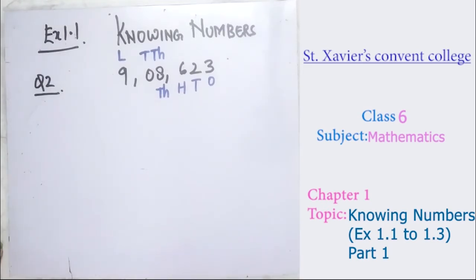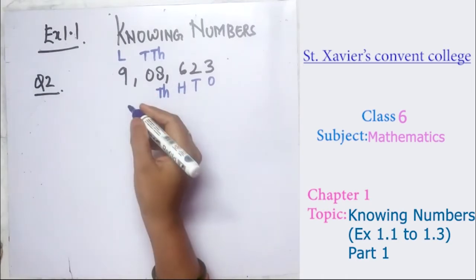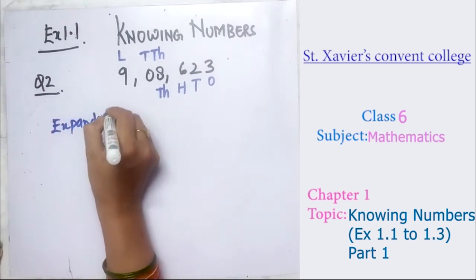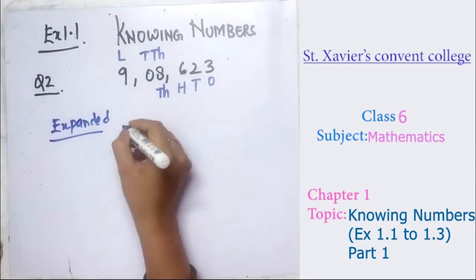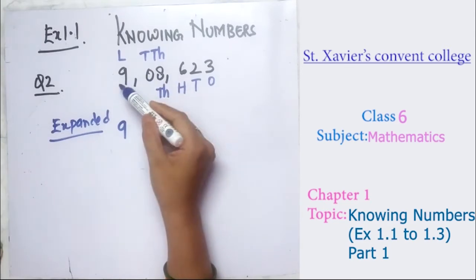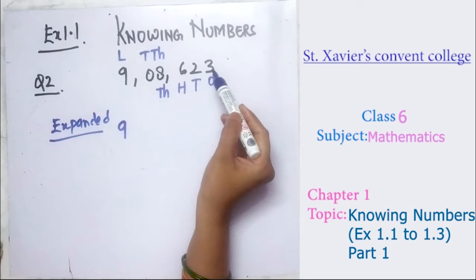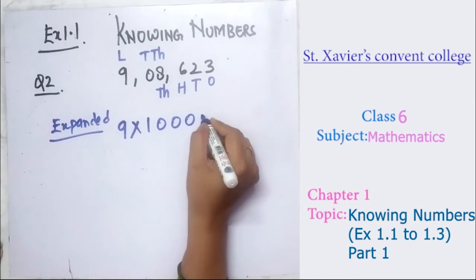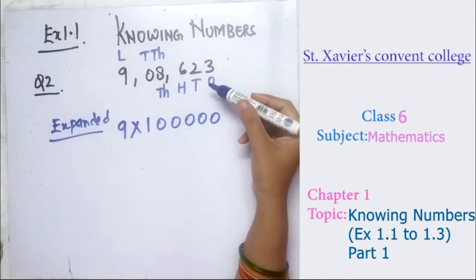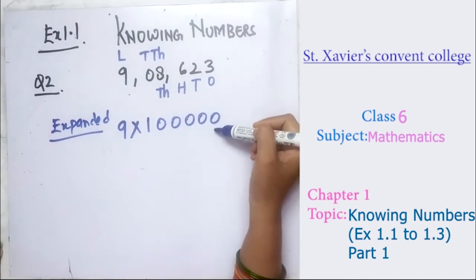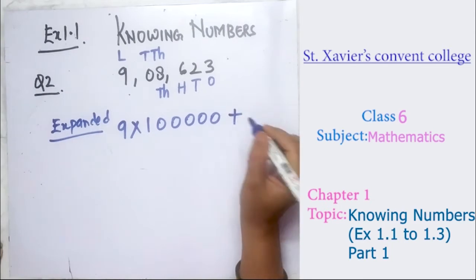After placing the place values, you have to write in the expanded form. How can you expand them? Expanded form is very easy. Just write the first number, 9. How many numbers are there after 9? 1, 2, 3, 4, 5. It means into 1 followed by 1, 2, 3, 4, 5 zeros. Whatever numbers appear after the 9, you have to put that many zeros.